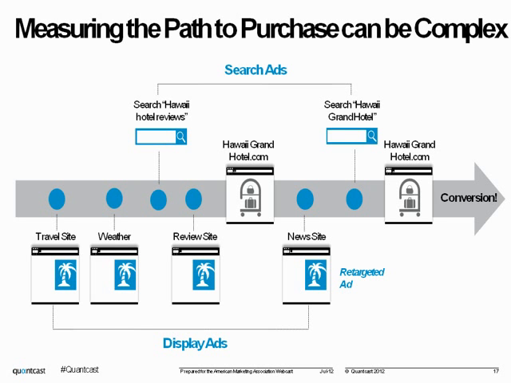They then visit other sites across the web, including a news site, and get retargeted by Hawaii Grand Hotel with a display banner. Finally, the user does a search for Hawaii Grand Hotel. They go to the website again through the search ad and convert. What I'd like to ask you is, who gets credit for this conversion?